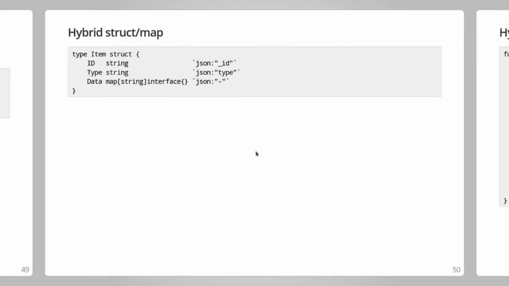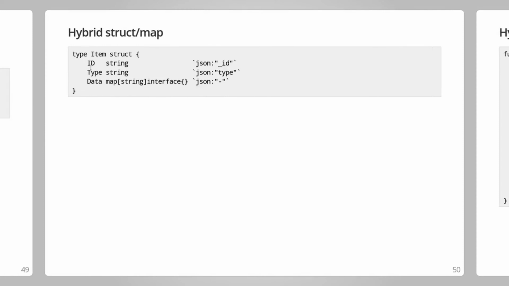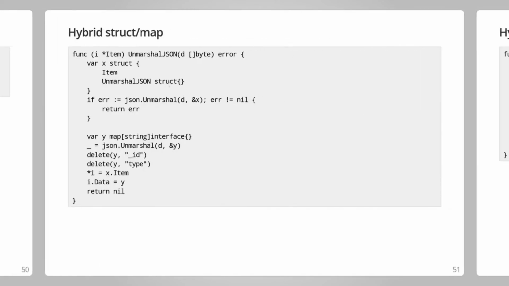So here's our target type. I've created a type called item. It represents some generic thing that has an ID and a type and arbitrary data. Let's look at the custom unmarshal function I've created. The first thing I do in this function is define a variable called x, which is of this anonymous struct type. This anonymous struct embeds the item type, which I defined on the previous page, and it also adds this field called UnmarshalJSON.